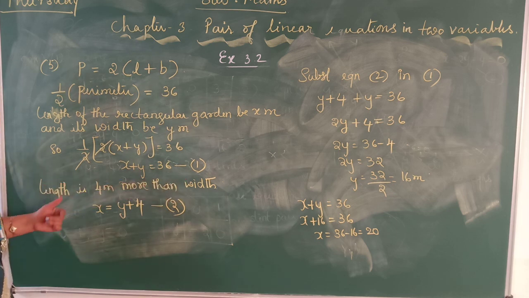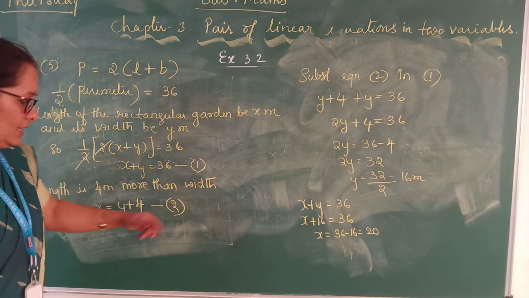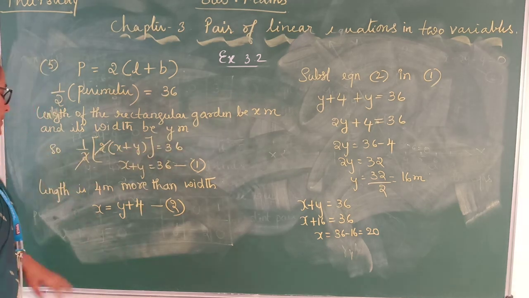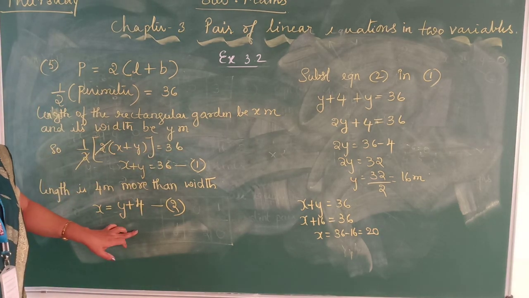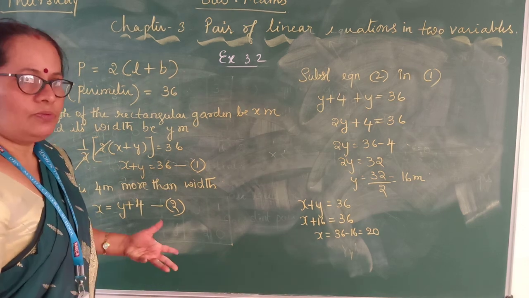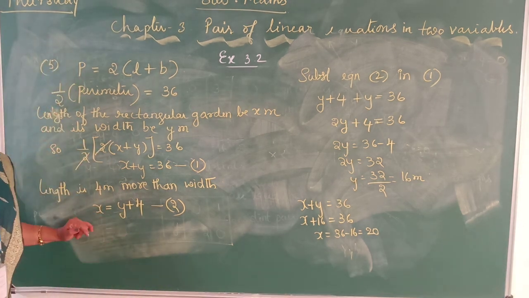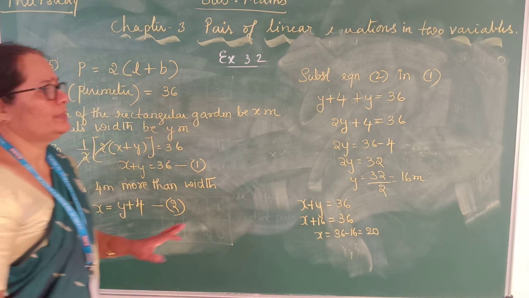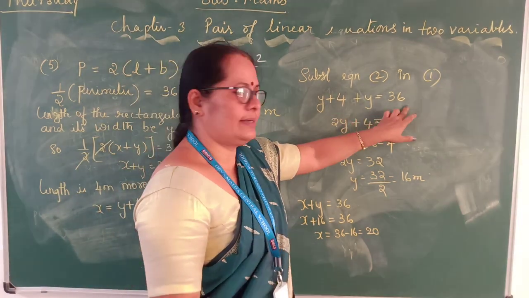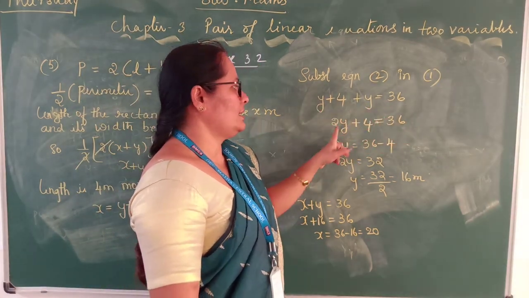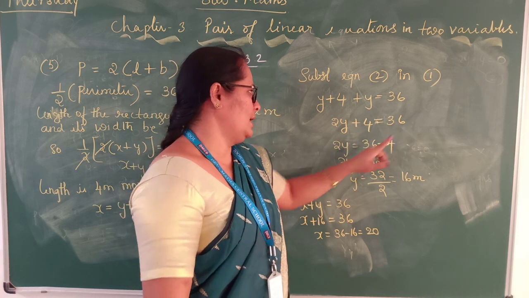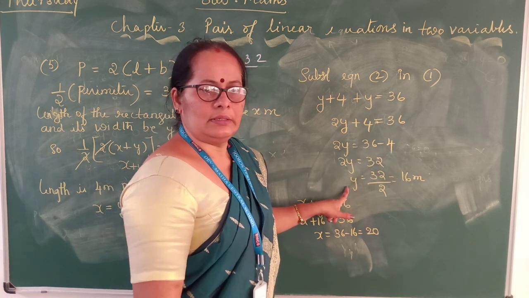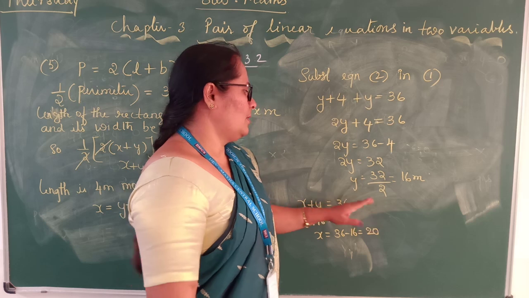And the second condition is length is 4 more than the width. So x equals y plus 4, since we have taken x as length. This is the second equation. Next, what you have to do? Substitute this second equation in equation 1. Wherever x is there, substitute y plus 4. So y plus 4 plus y equals 36. Now y plus y is 2y plus 4 equals 36. So 2y equals 36 minus 4, which is 32. So y equals 32 by 2, which is 16. So you got the width here.